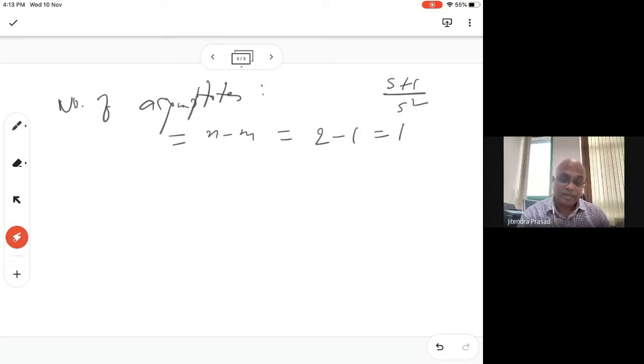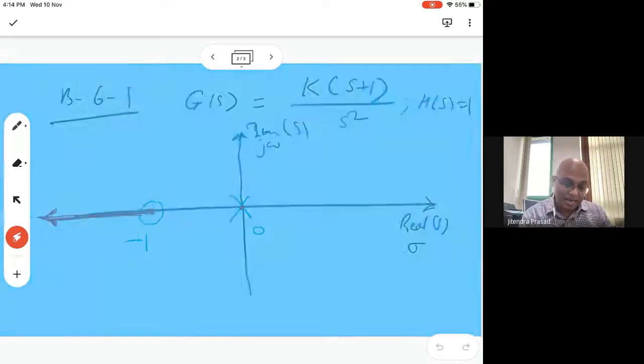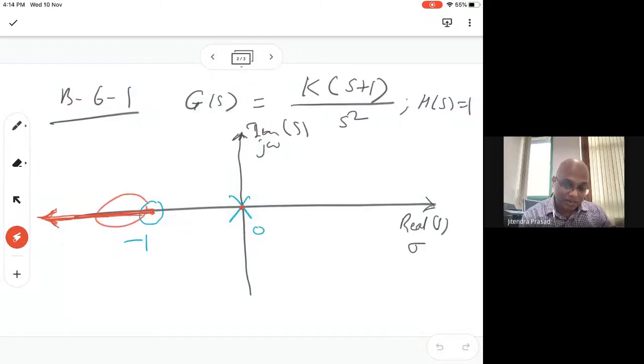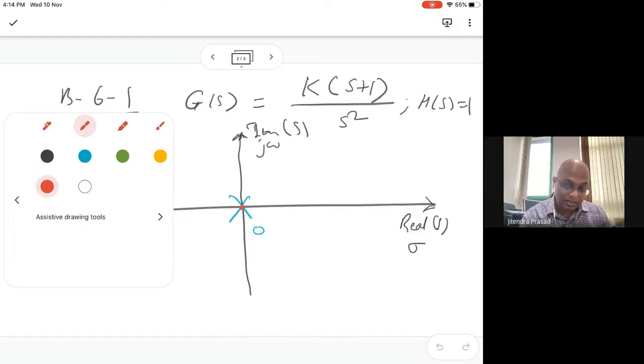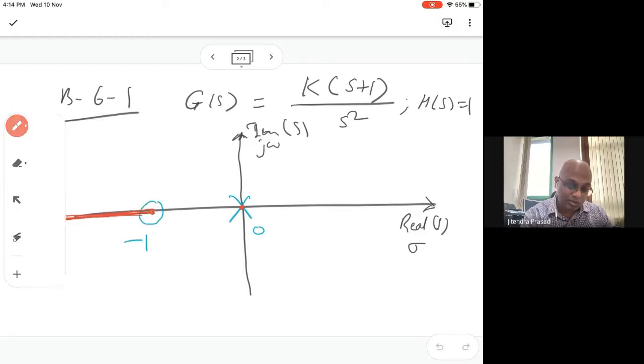Okay, so that means there is only one asymptote. That really means that there is only one thing that goes to infinity. And here we have that. What you see here is the one which will go to minus infinity, right? So in fact, we can write that this goes towards minus infinity. This is the asymptote, and only one. Then you know that it will have an angle of 180 degrees, minus 180 degrees. So this is how, on the real axis only, it will go.